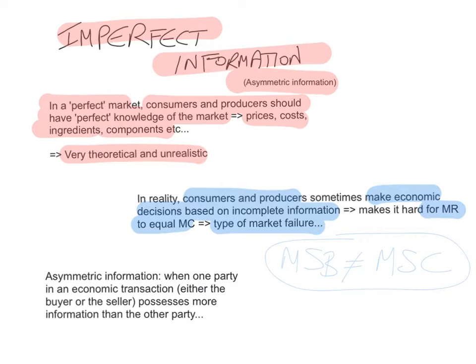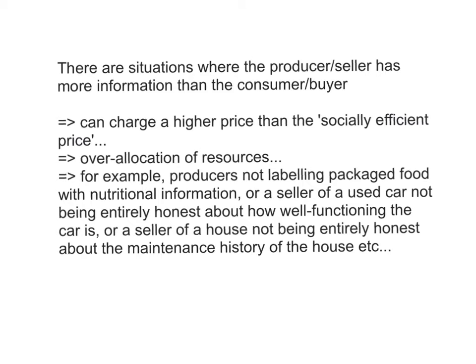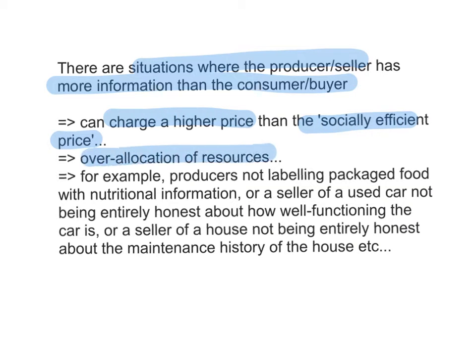Let's define asymmetric information. Asymmetric information is a situation when one party in an economic transaction, it could be either the buyer or the seller, possesses more information than the other party. And this is the problem of asymmetric information. So there are situations where the producer or the seller has more information than the consumer or the buyer. This can result in the producer or the seller charging a higher price than the socially efficient price and leads to an over-allocation of resources.